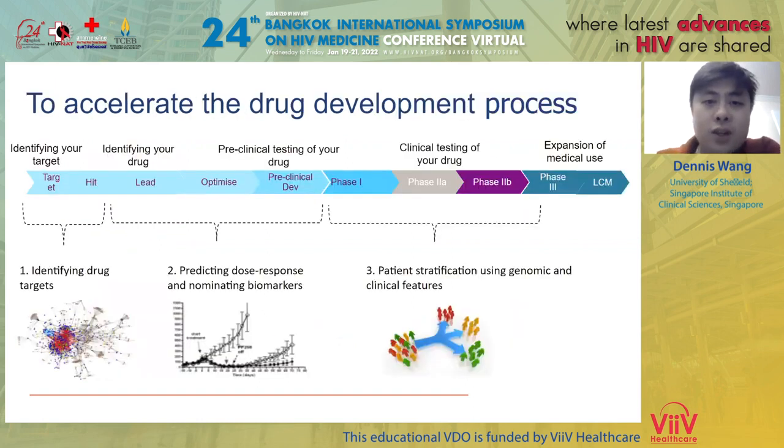So how can machine learning accelerate drug development? Well, we know that the drug development pipeline can take very long and take up a lot of resources. So today, I'll talk about three instances where machine learning can help us identify drug targets, predict dose response of drugs, and also stratify patients at various stages of the drug development pipeline, thereby increasing the chance of success for a drug trial and also reducing its cost.